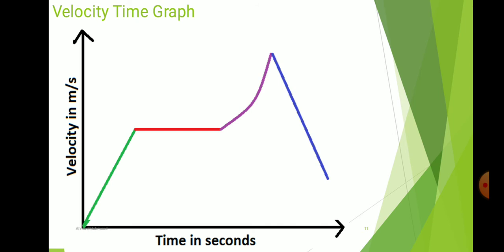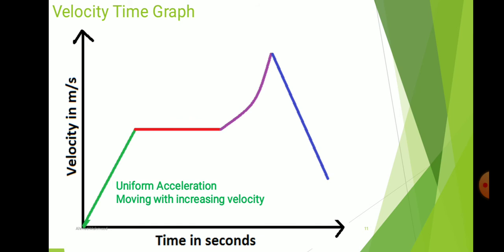Okay. Then we have another important graph between velocity and time. The green line shows that the velocity is increasing, which means that the body is accelerating, right? It's moving with uniform acceleration. Uniform acceleration means its velocity is increasing in a straight line. The green line is a straight inclined line. That is why we say that its acceleration is uniform.